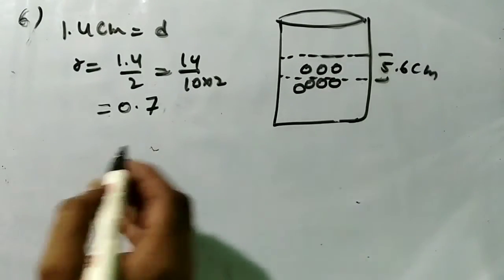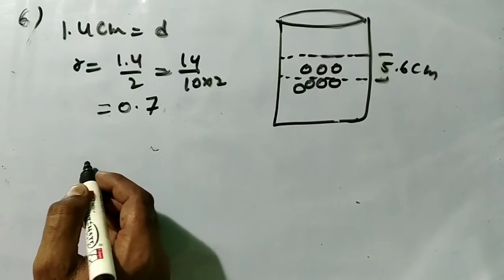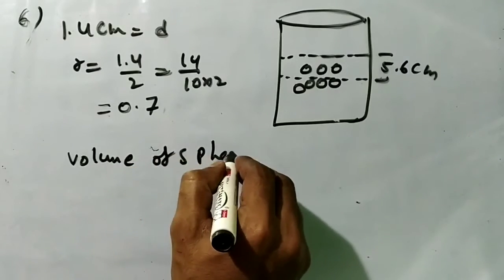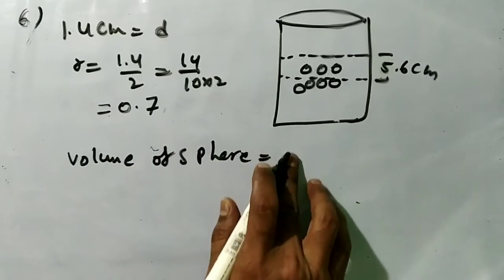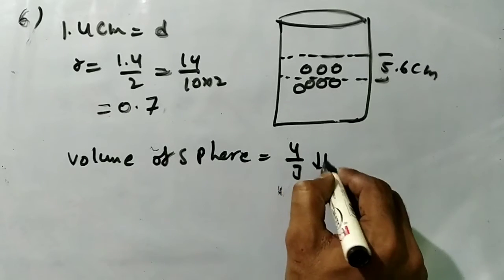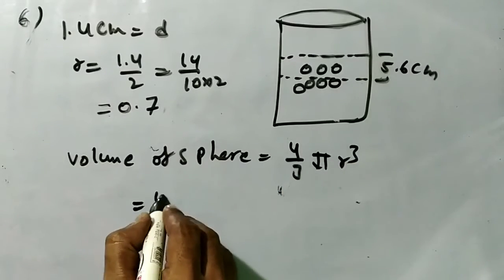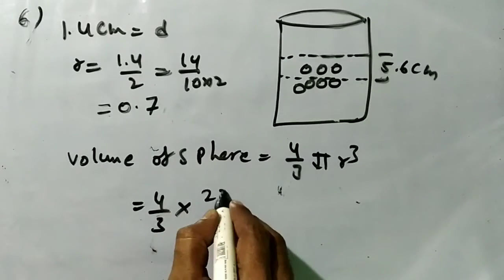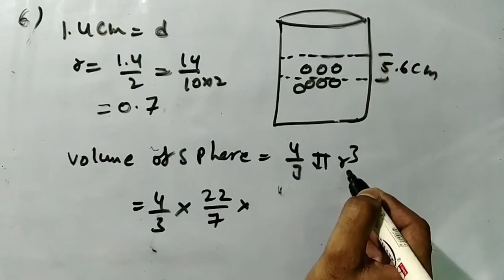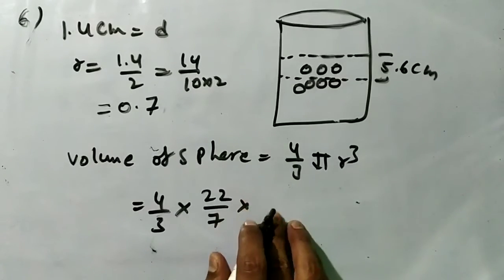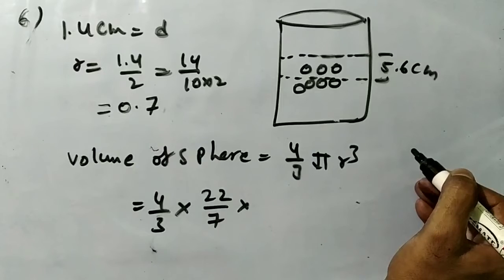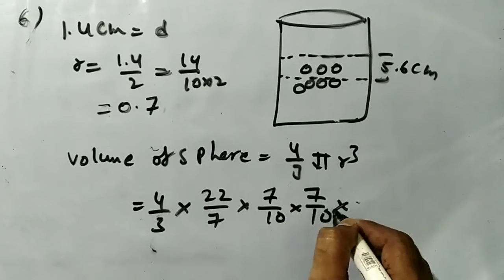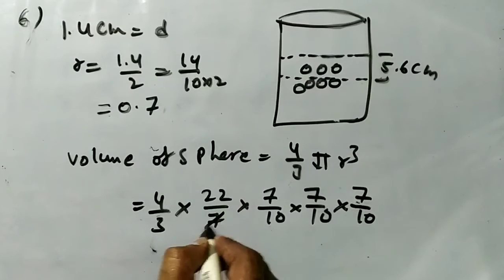So the volume of the marble, which is a sphere: volume of sphere is 4 by 3 pi r cube. That is 4 by 3 into 22 by 7 into r, which is 0.7. 0.7 is nothing but 7 by 10. Let's write 7 by 10 into 7 by 10 into 7 by 10. 7 gets cancelled.